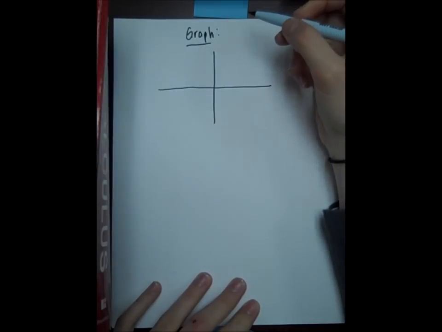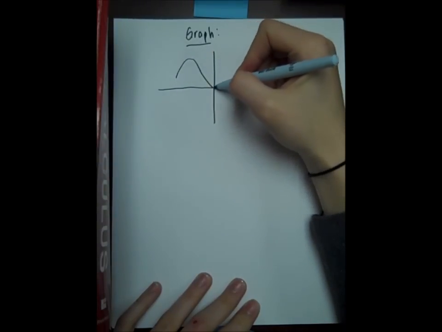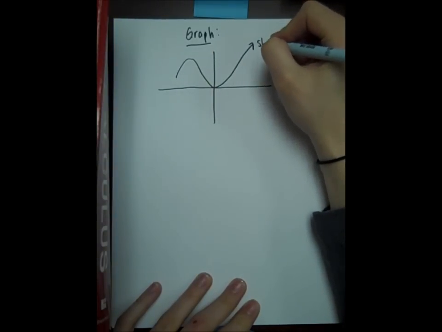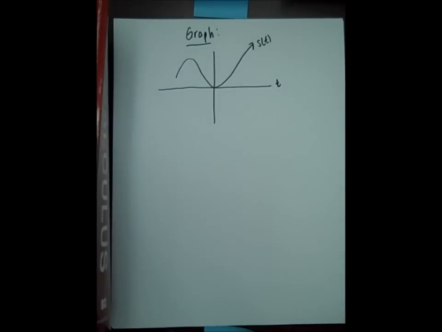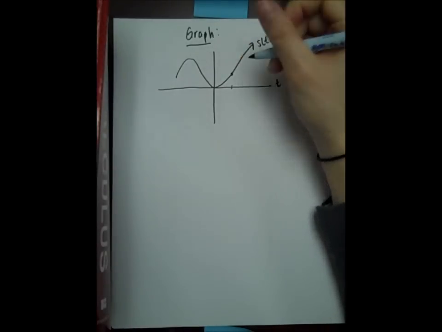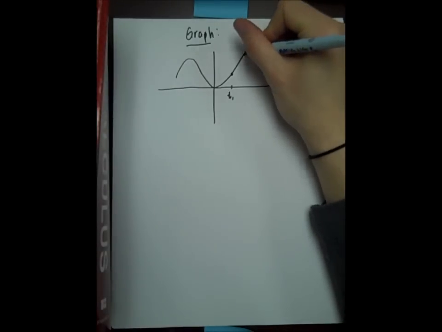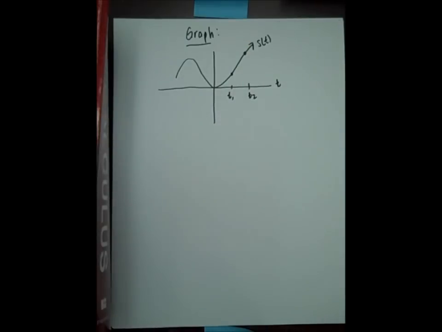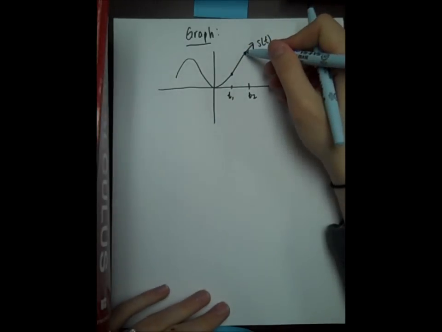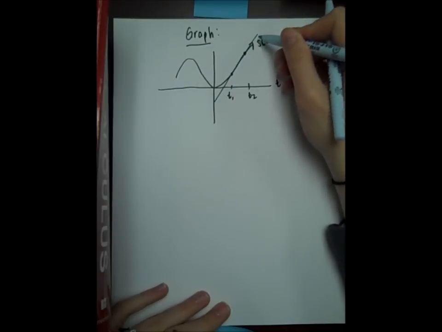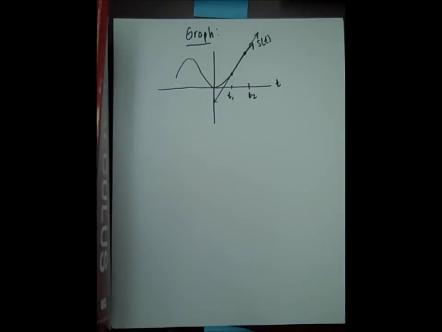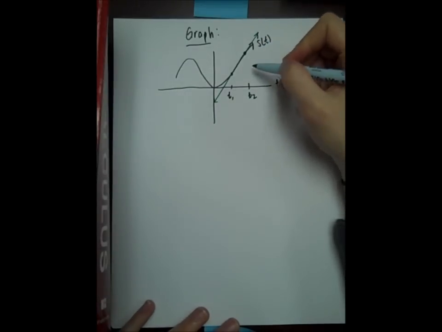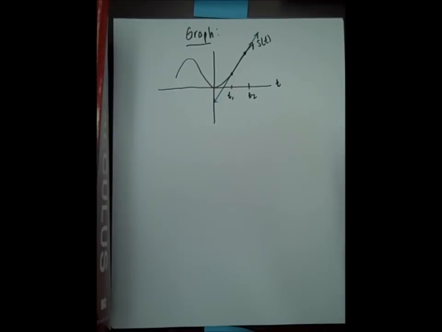If I graph my position function, so let's say this is my position, something like this. So this is my s of t, where I'm measuring t along the x-axis. If I pick two values here, so let's say this is my t1 and up here is my t2, and I connect them with a line. So let me get a different color here. If I connect these two with a line, can I find any sort of correlation between this line and the average velocity?